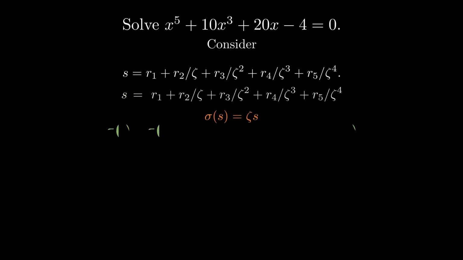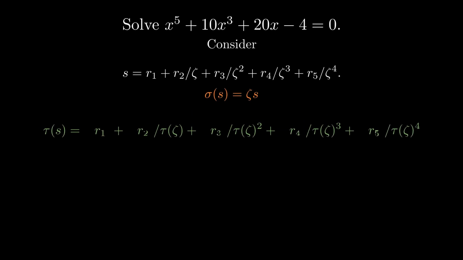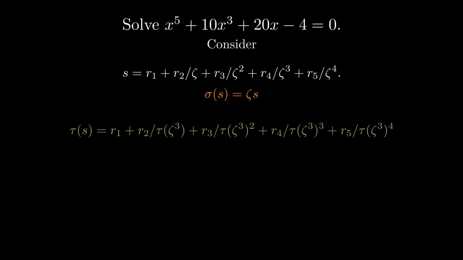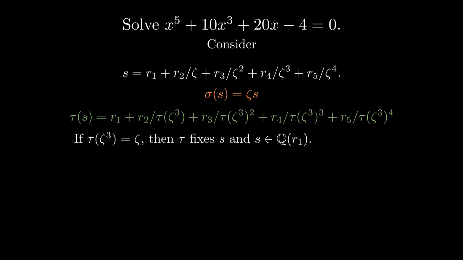But now applying tau to S, pulling it through, cycling each index, and rewriting each denominator in terms of tau of zeta cubed, we end here, which again is almost S. If tau of zeta cubed equals zeta, then it is S, and tau of zeta cubed has to be some power of zeta, so does it equal zeta?